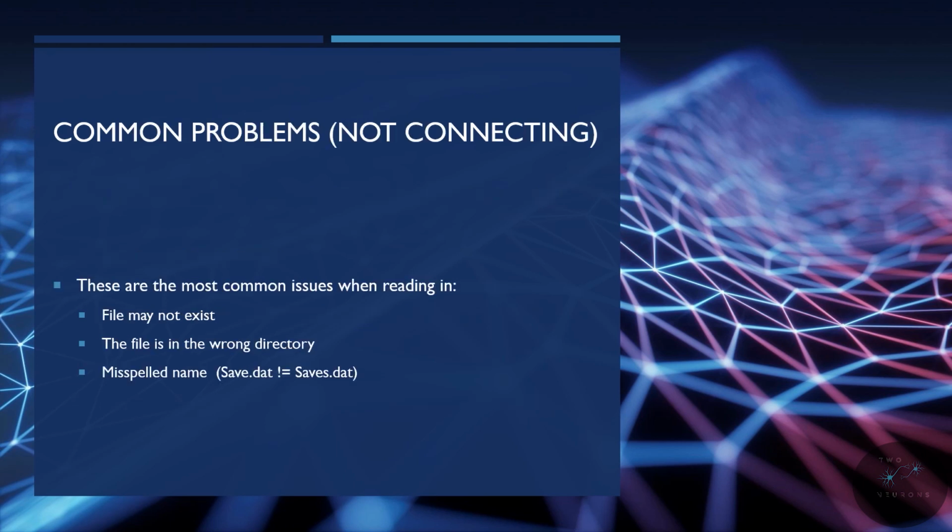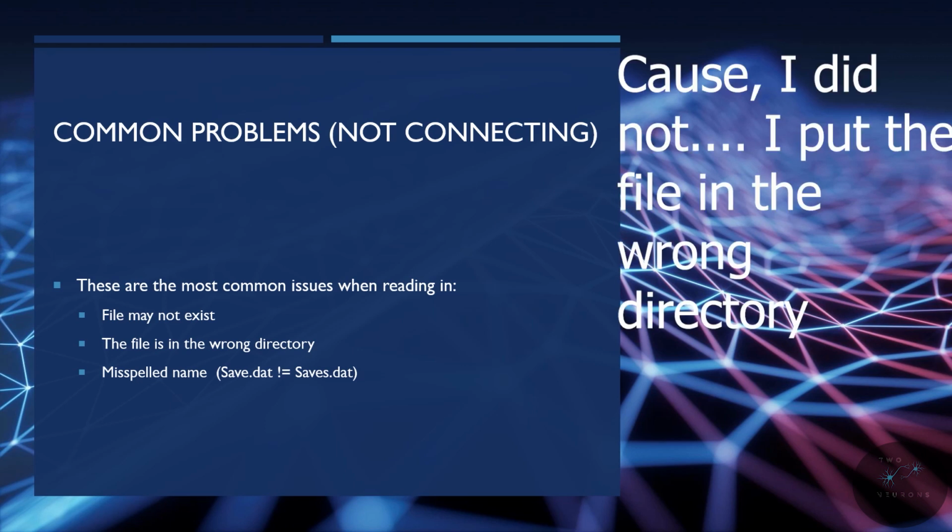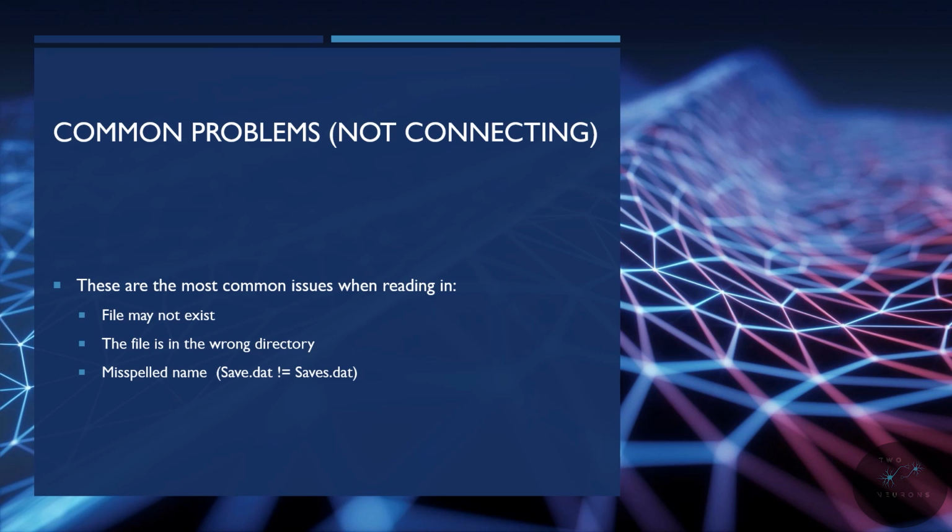So there are some mistakes that can happen when you're trying to read data in or trying to stream data out. The file might not exist. The file might be in the wrong directory, so pay very close attention in the next couple of videos when we import our word list. And you may have misspelled the name of the file. Save.dat is not the same as saves.dat.